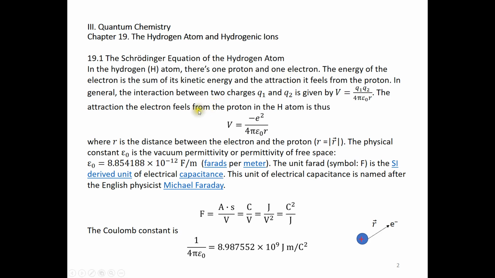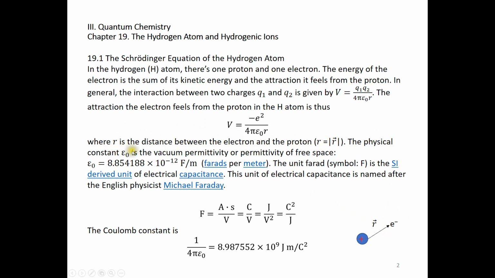In general, the interaction between two charges Q1 and Q2 is Q1 times Q2 over 4 pi epsilon r. r is the distance between the two charges. Therefore, the attraction the electron feels from the proton in the hydrogen atom is negative e squared over 4 pi epsilon r. We have a negative sign here because the charges of the proton and the electron are opposite to each other. r is the distance between the electron and the proton. r is the magnitude of this vector.